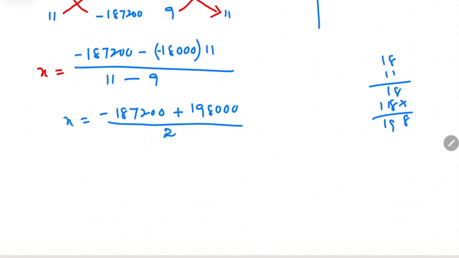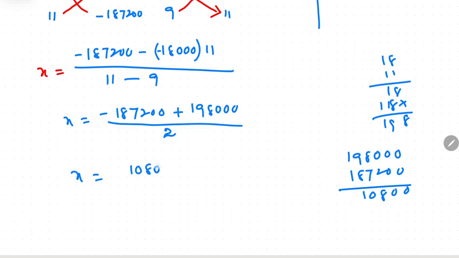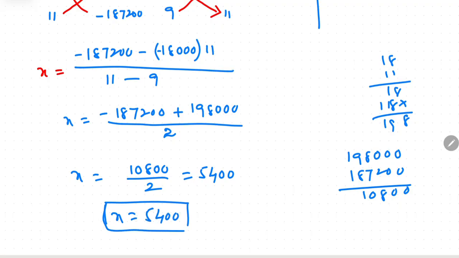From 1,98,000 we have to subtract 1,87,200. That gives 10,800. So the x value is 10,800 by 2, which is 5,400. So it is the cost of the table.